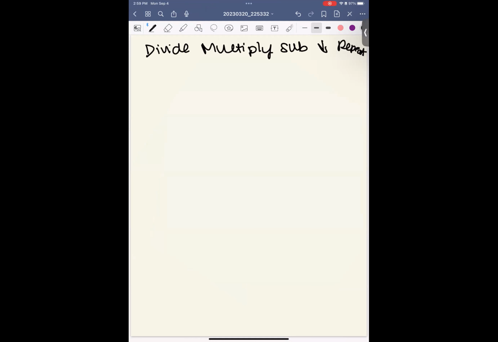Let's start out by looking at a 1-digit divisor. We're going to start with 689 divided by 9. So our groups are these numbers outside. How many groups of 9 can I take out of 6? I can't. But how many groups of 9 can I take out of 68? I can do 7 because 7 times 9 is 63.